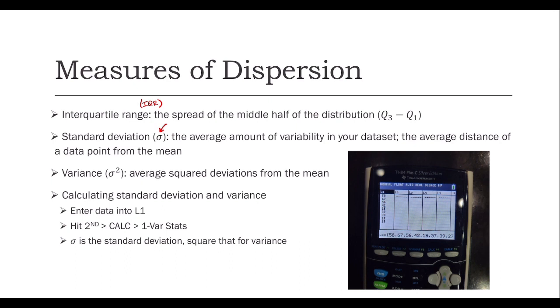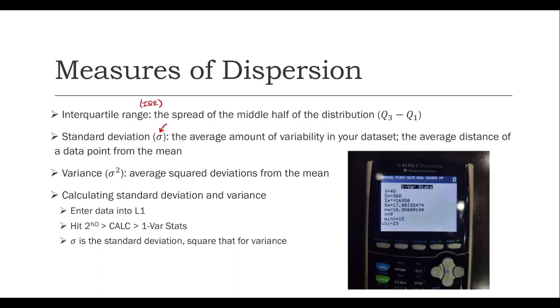So to calculate your standard deviation and variance, you would enter your data into L1, like shown here on the right. Here are some numbers. And then you'll hit second calc 1 var stats. So that's one variable statistics. And then this is what would show up. So your sigma value right here, that would be your standard deviation. And then if you squared that, that would be your variance.